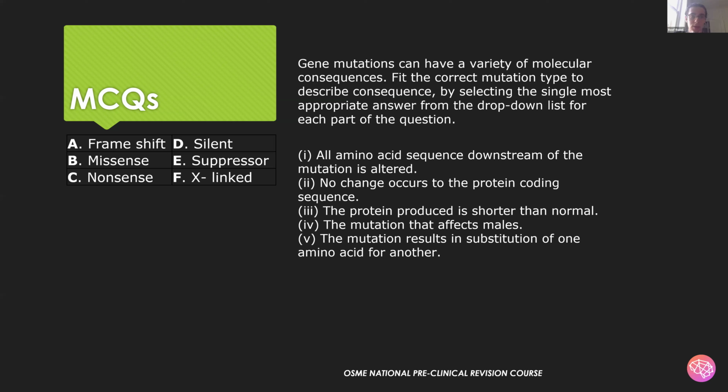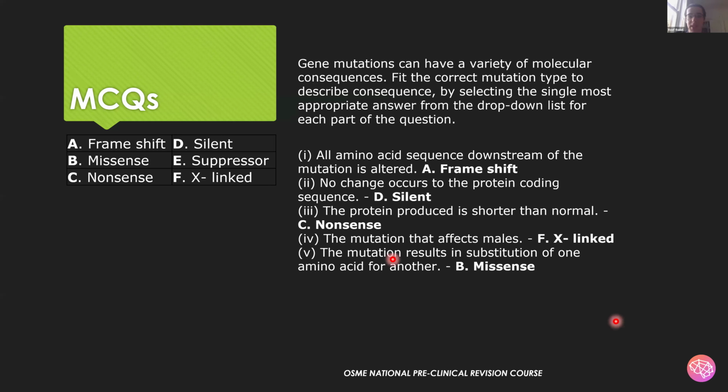If not, I'm quite happy to also just read the answers. Sure. So, hold on. D, C, F, and B. Good. Yeah, that's exactly right. So first is frame shift. The second is a silent mutation. Third is a nonsense mutation. The fourth is X-linked, and the fifth is a missense mutation. All right.